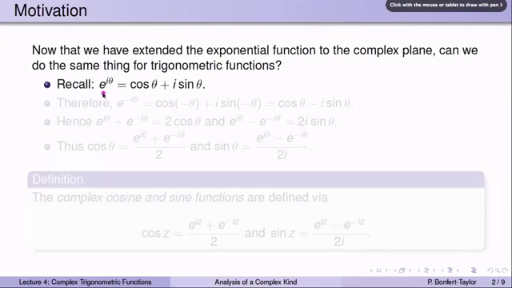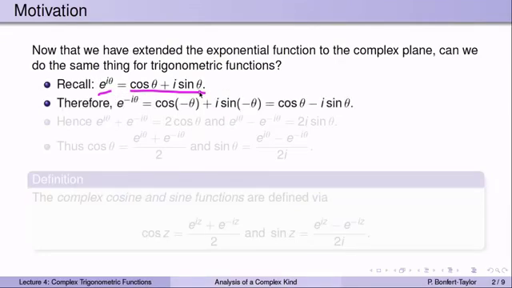Now remember, e to the i theta was our shorthand notation for cosine theta plus i sine theta. Therefore, e to the minus i theta, well, you just replace theta with minus theta: it's cosine of minus theta plus i times sine of minus theta. But cosine is an even function, these are just our regular real valued cosine and sine functions, so that's cosine of theta, but sine is an odd function, so sine of minus theta is minus sine of theta.